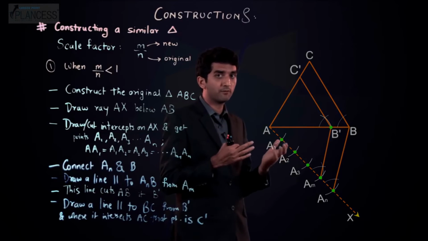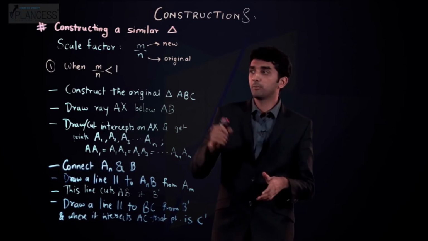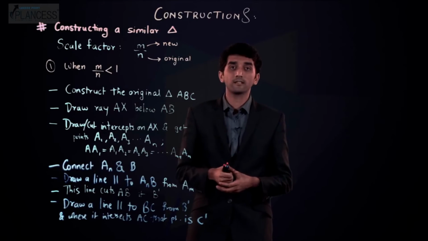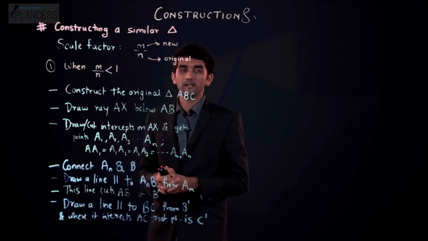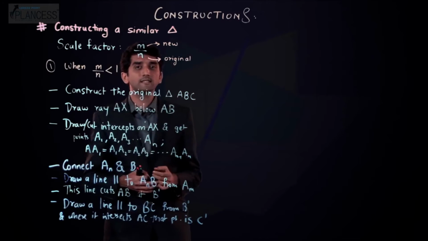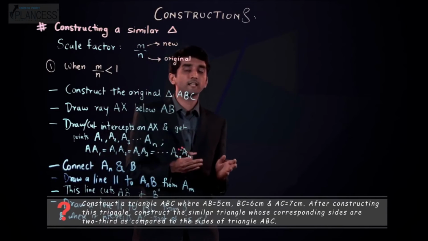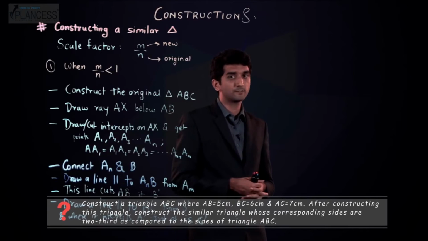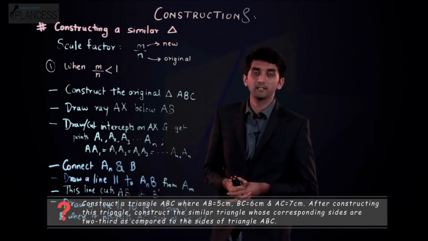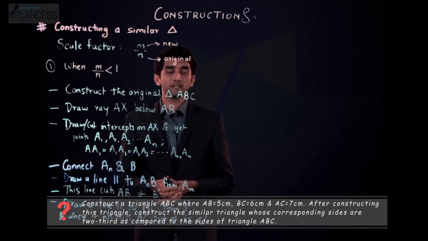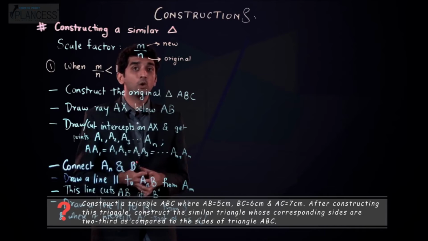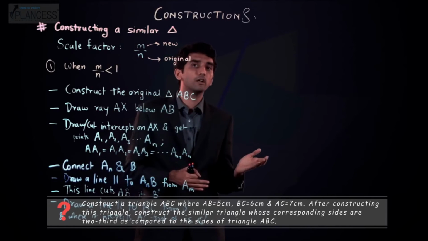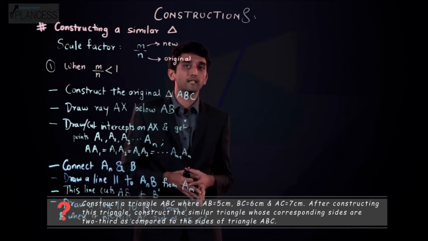So we have made sure that we have drawn a similar triangle, and at the same time maintained the scale ratio, or scale factor, m upon n. So now, after understanding this technique of drawing a similar triangle, let's take an example and see how exactly to implement this technique. The question says, construct a triangle ABC where AB is 5 cm, BC is 6 cm and AC is 7 cm. After constructing this triangle, construct a similar triangle whose corresponding sides are 2/3 of the sides of the triangle ABC.